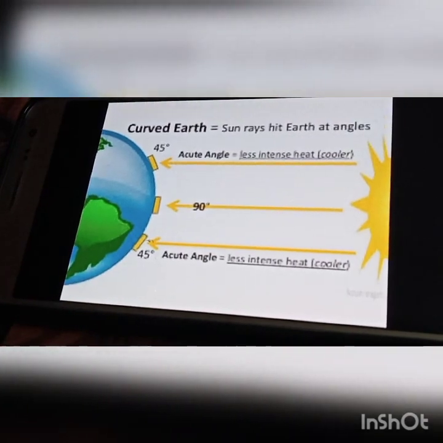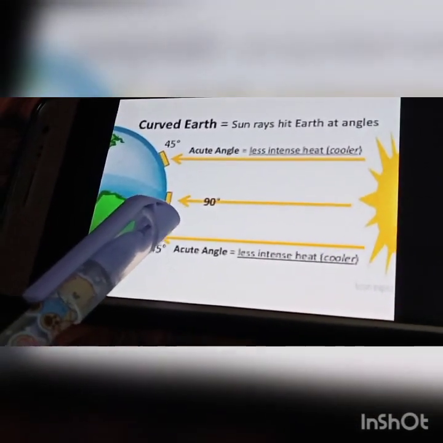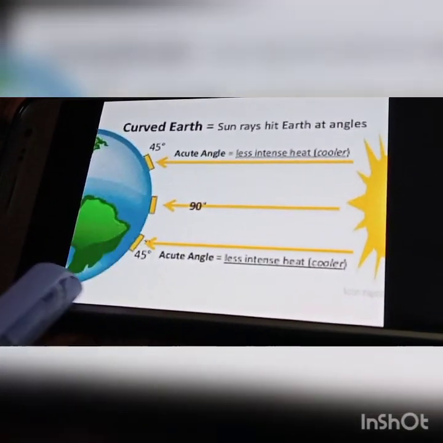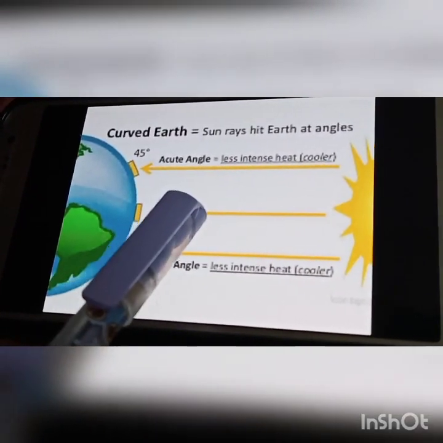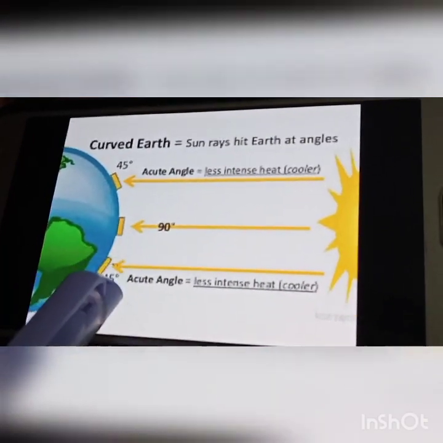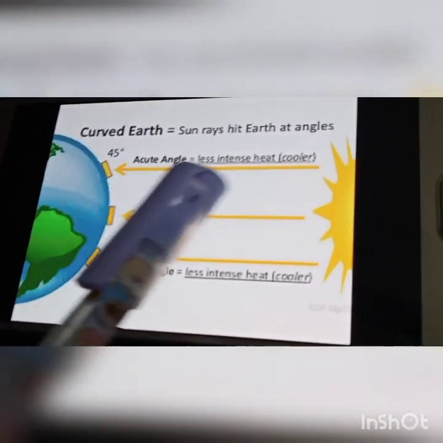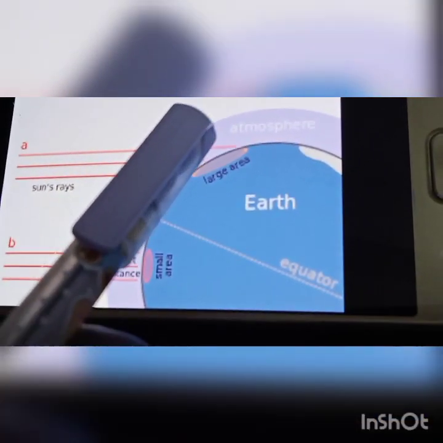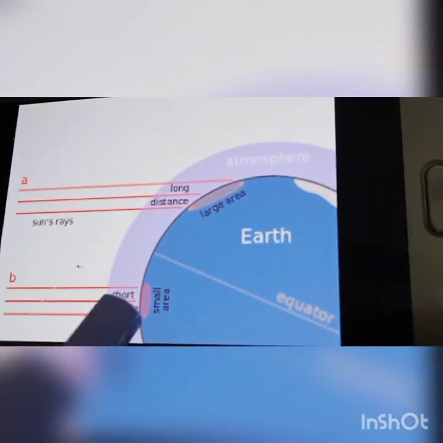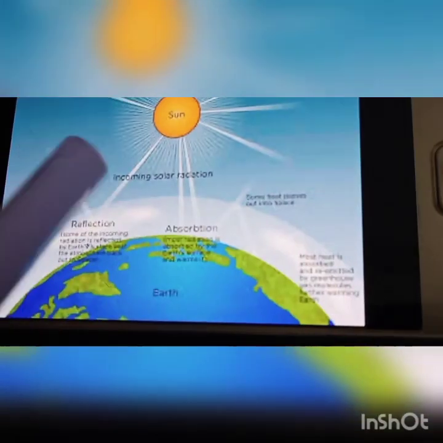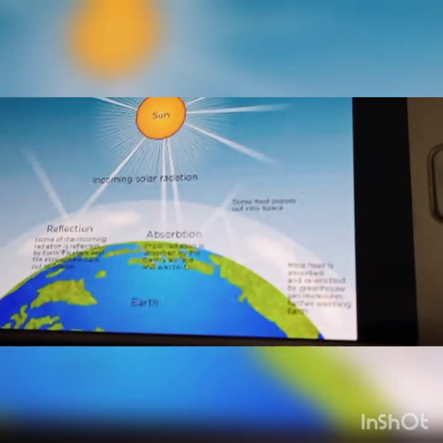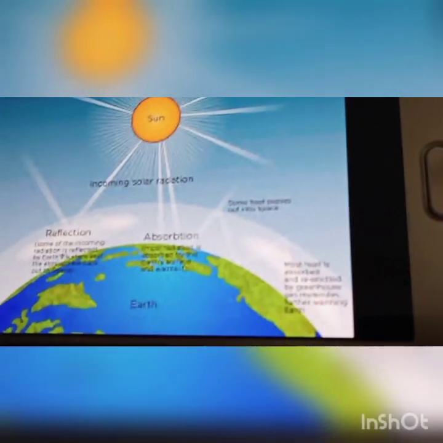Regarding these sun's rays and the earth's surface, one area is receiving more insolation and another area is receiving less insolation because of the curved nature of the earth. See, at the equator it is 90 degrees, whereas here it is 45 and 45, with less intensity of temperature, and regarding distance also, it is somewhat far away, whereas the other is a short distance. So these are the things we have learned today. This is a very important topic, my dear, so remember, concentrate on this.